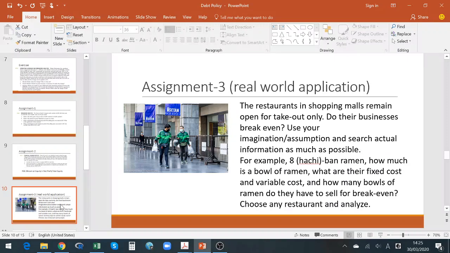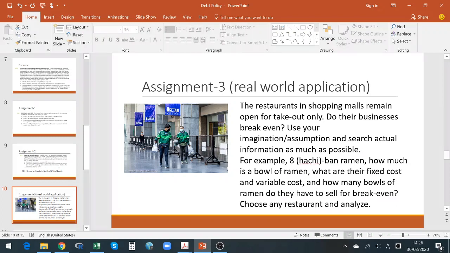This is important. You have to apply what you learn to the real world. So now we are in the crazy world. All the shopping malls closed. But the restaurants in shopping malls still open just for takeout only. I was just wondering, do they still make the break even point? I want you to use your imagination or assumption, or maybe search for some actual information. Remember for break even, you need to know fixed cost, price, and the variable cost.